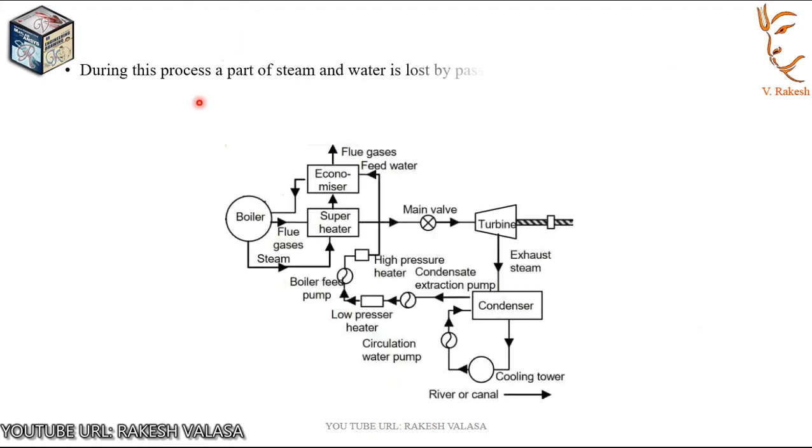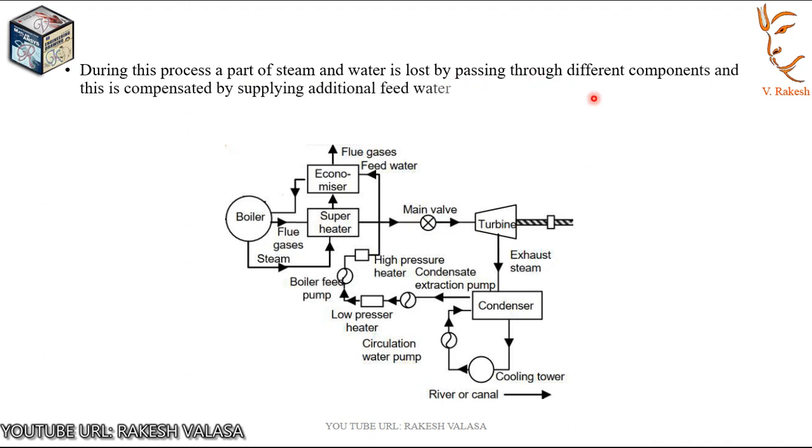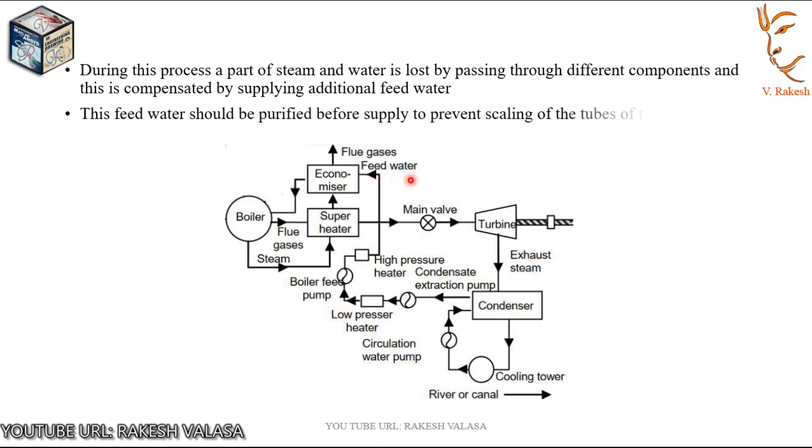During this process, a part of the steam and water is lost while passing through different components, and this is compensated by supplying additional feed water. This feed water should be purified before supplying to prevent scaling of the tubes of the boiler. These feed heaters may be mixed type or indirect heating type.